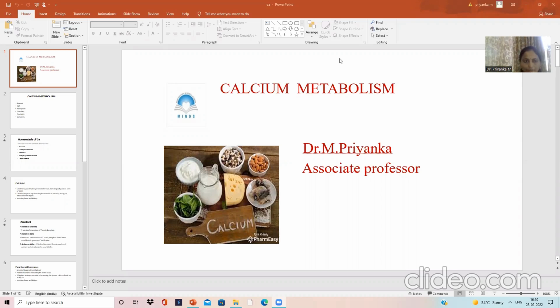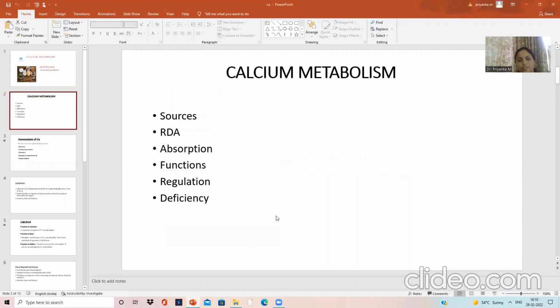We have already finished a few topics regarding calcium. That is, we discussed sources of calcium, RDA, absorption, and functions. Today we'll be discussing homeostasis, that is, regulation of body calcium.